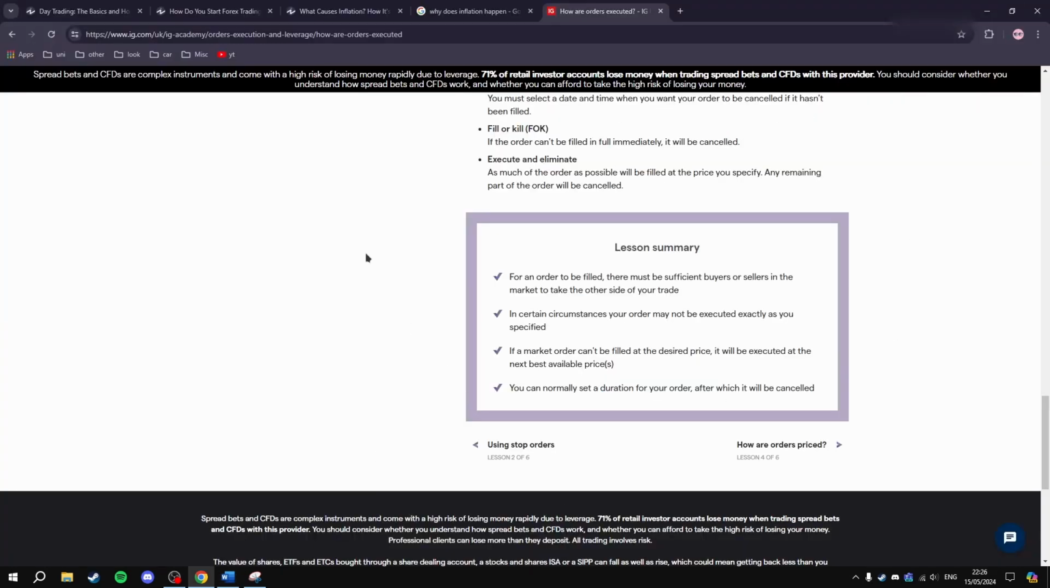Cool. Lesson summary. For an order to be filled, there must be sufficient buyers or sellers in the market to take the other side of your trade. In certain circumstances, your order may not be executed exactly as you specified. If a market order can't be filled at the desired price, it will be executed at the next best available prices. You can normally set a duration for your order, after which it will be cancelled.